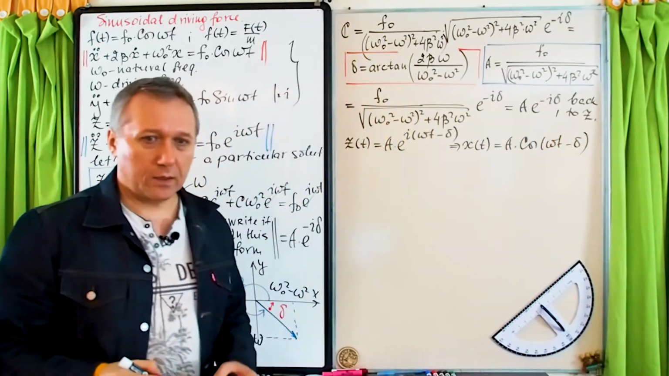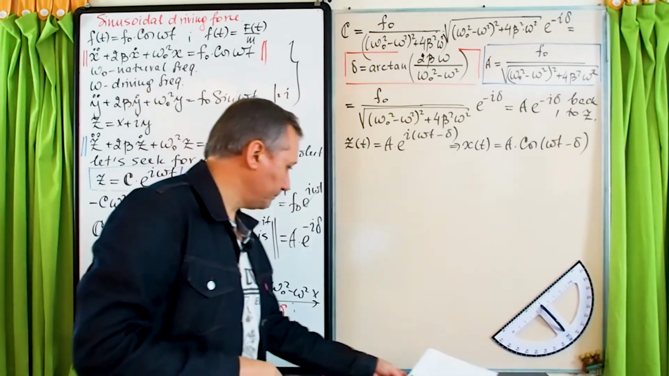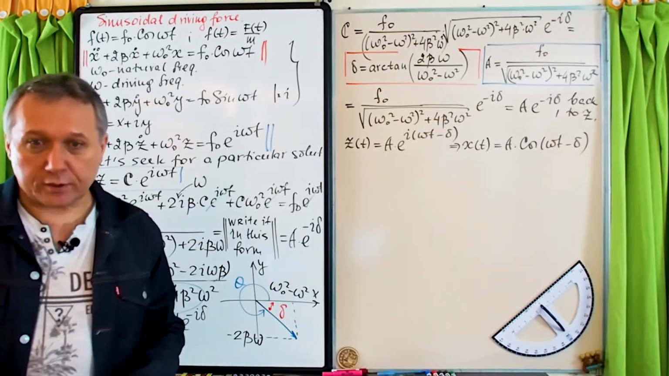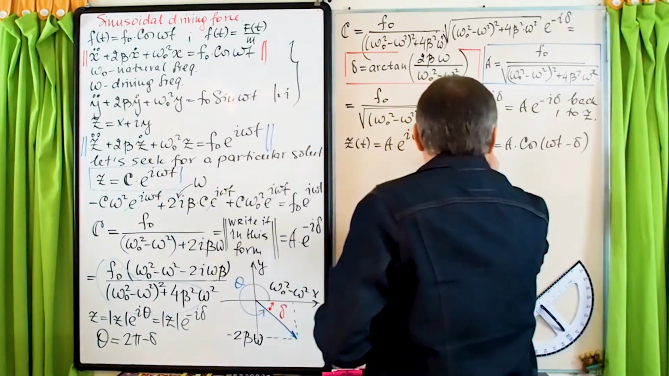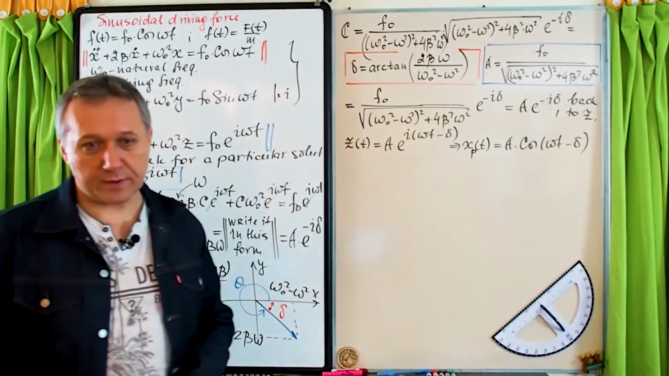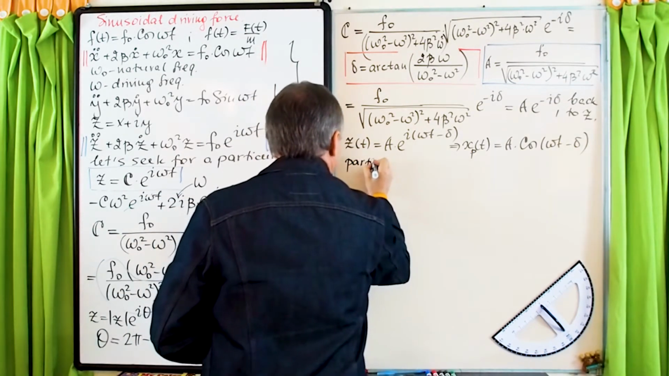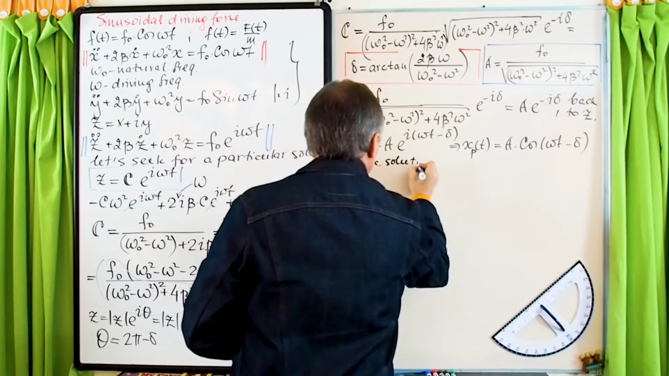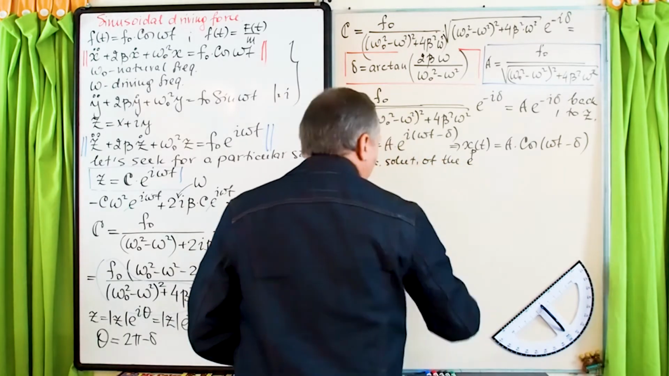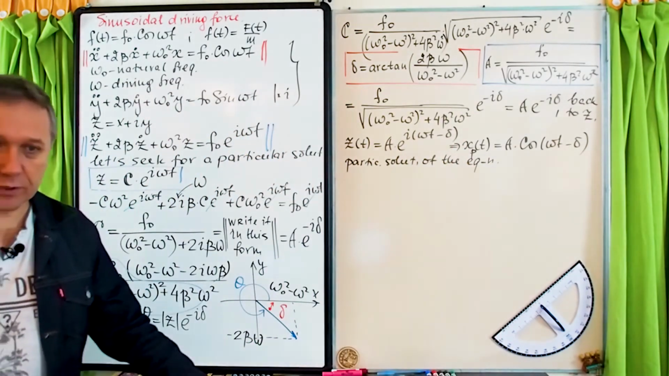So that's the solution, right? Particular solution. You know what? Probably I should add P, emphasizing. So that's the particular solution of the inhomogeneous differential equation. Okay, so now we can write the general solution.